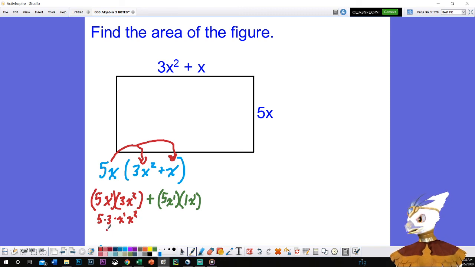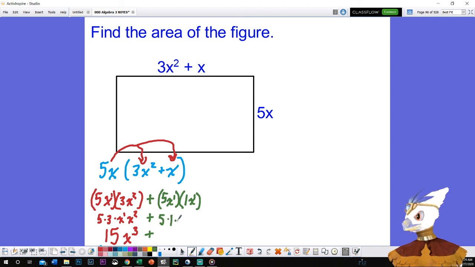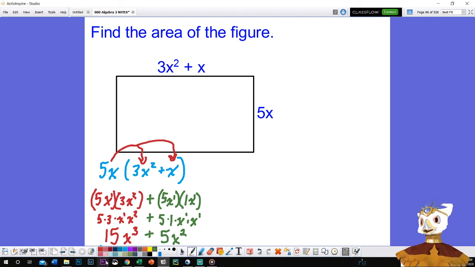So 5 times 3 gives me 15. X times x squared is x to the third. Then I put a plus sign here. Over here I'm going to rearrange, so I've got 5 by 1, and then x to the first by x to the first. 5 times 1 is 5, x times x is x squared. And that's all there was to that one.